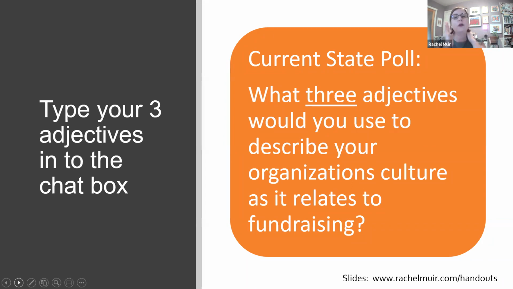I'm going to invite you so that Abby and I have a clear picture of how things are going for you. I'm going to invite you to think about 3 adjectives, okay? 3 adjectives that you would use to describe your organization's culture right now as it relates to fundraising. So this is right now at your organization. Type into the chat the 3 adjectives that best describe your relationship to fundraising. Is it the F word? You tell me, give me 3 adjectives.